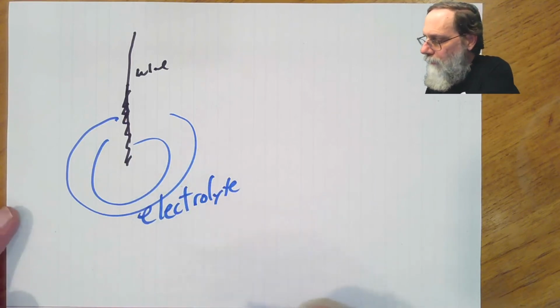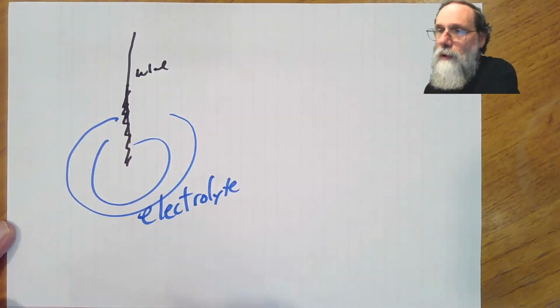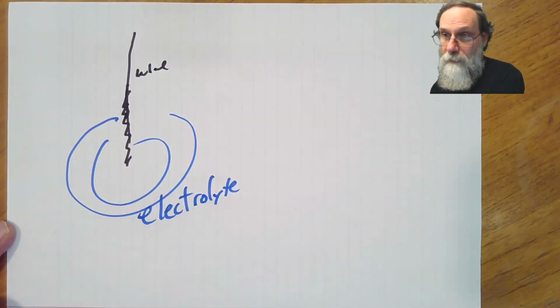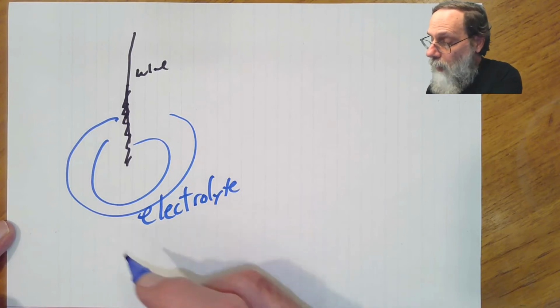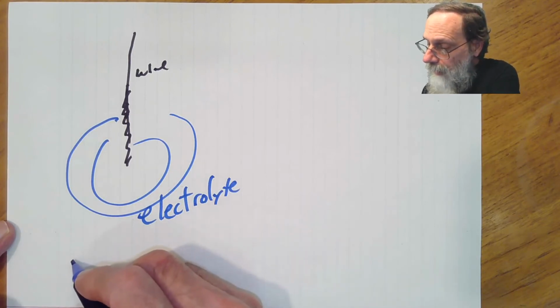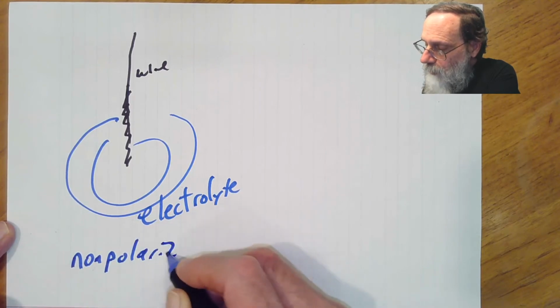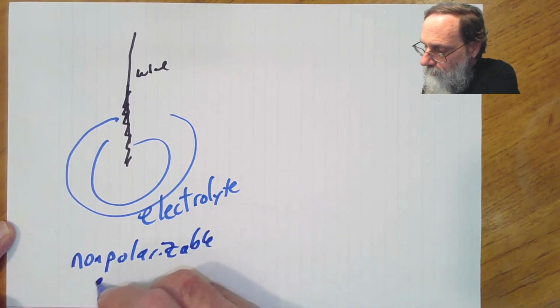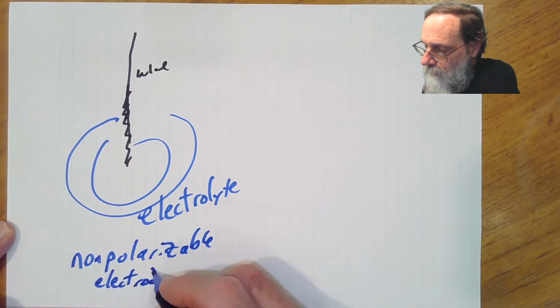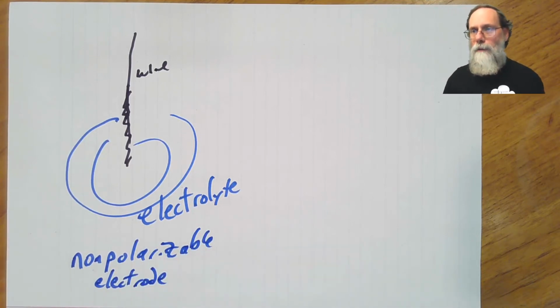Those sorts of electrodes, which correspond to the standard notion of an electrode as a place where electrons enter or leave a wire, are called non-polarizable electrodes. And we have a good example of that we'll be looking at in the lab.